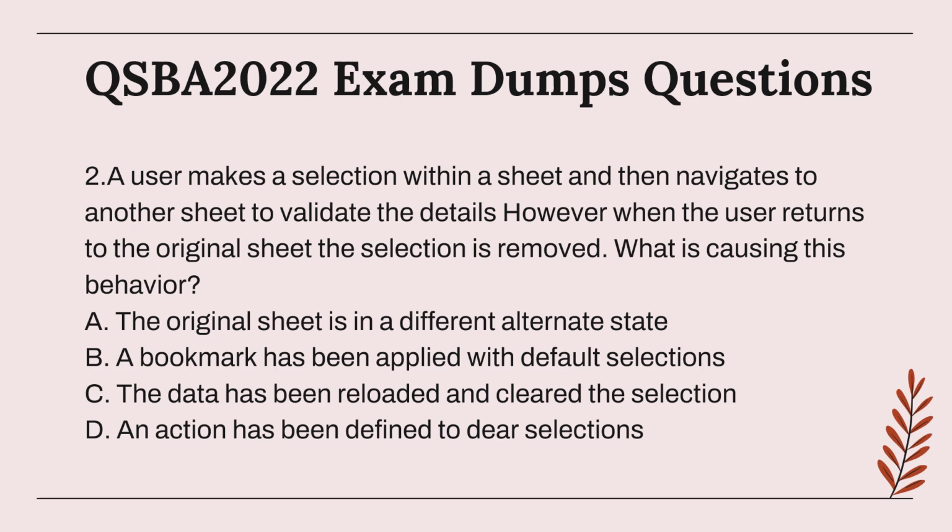2. A user makes a selection within a sheet and then navigates to another sheet to validate the details. However, when the user returns to the original sheet, the selection is removed. What is causing this behavior? A. The original sheet is in a different alternate state. B. A bookmark has been applied with default selections. C. The data has been reloaded and cleared the selection. D. An action has been defined to clear selections.